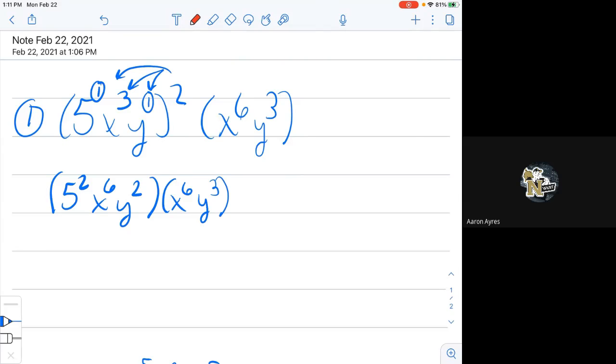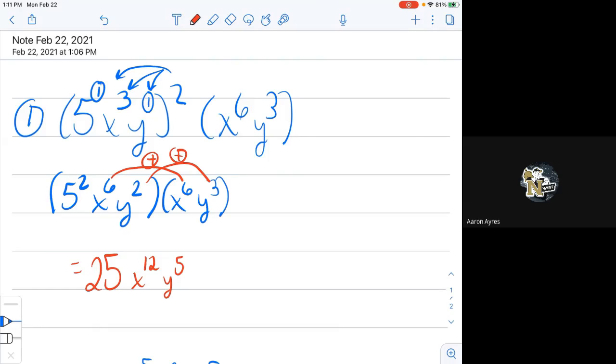All right. You multiply bases, you add the exponents. So the base x's get multiplied, and we add those exponents. We also do the same thing with the y's. 5 squared is 25. So we're going to have 25 x to the 12th power, y to the 5th power. And that's your final answer for this one.